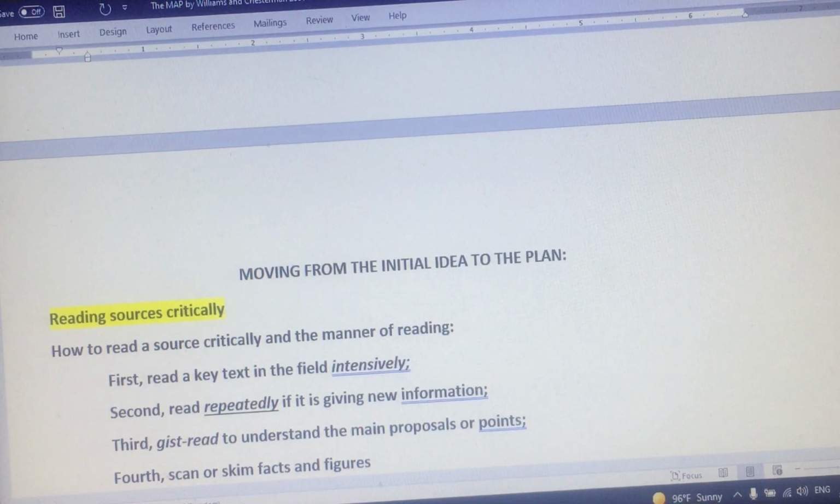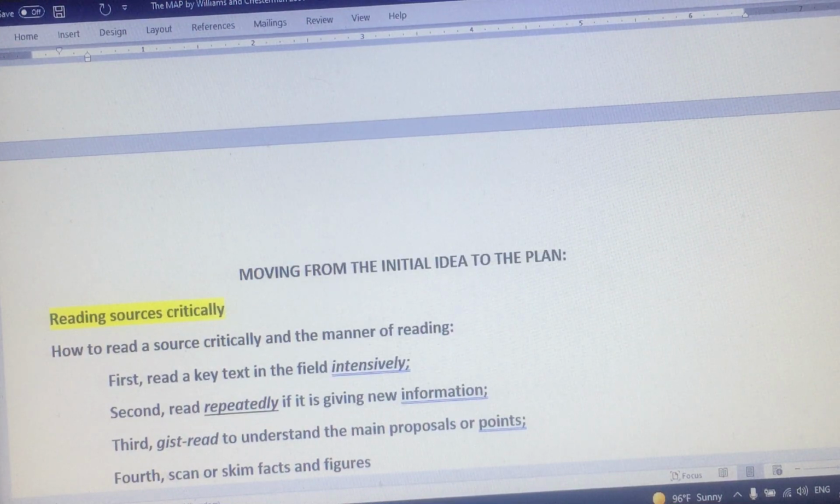Now, of course, moving on from the initial idea of the plan, which you have already done, you need to read sources critically. In other words, when you are reading, you need to read and criticize. How do you read a source critically, and in what manner?